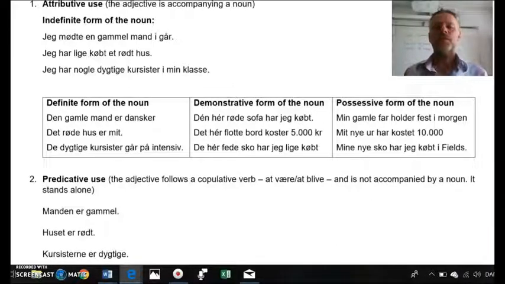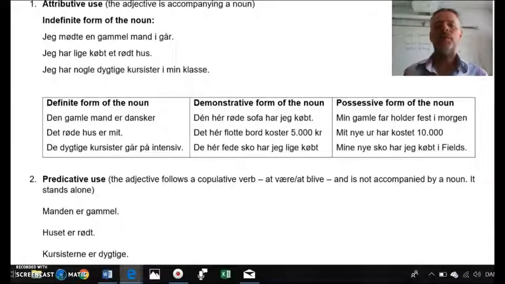The demonstrative use of the noun. Den her røde sofa har jeg købt. This red sofa I've bought. Det her flot bord koster 5.000 kroner. This fancy table is 5,000 kroners. De her fede sko har jeg lige købt. These cool shoes I've just bought.